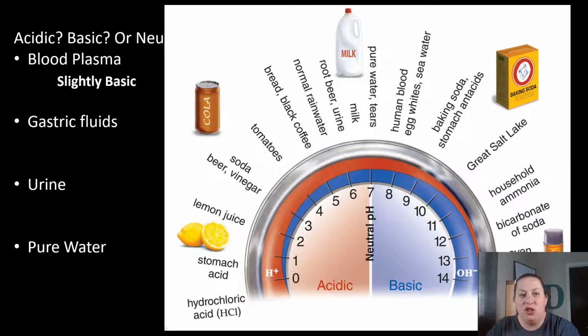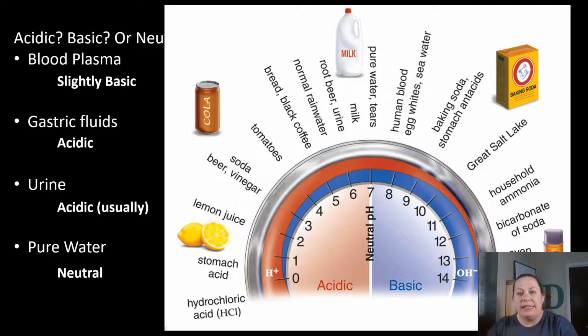What about gastric juices or fluids? Gastric juices are things like stomach acid and hydrochloric acid. Where are those located? Well, they're way down there on the acidic side, and so they are going to be acidic. All right, what about urine? Where's urine on here? If we look, urine is right about 6. So if urine is at 6, it's still below 7, so it is also acidic, usually. Sometimes it can be basic. So let's look at pure water. Pure water is right here at 7. Remember that 7 is the only pH that is neutral.